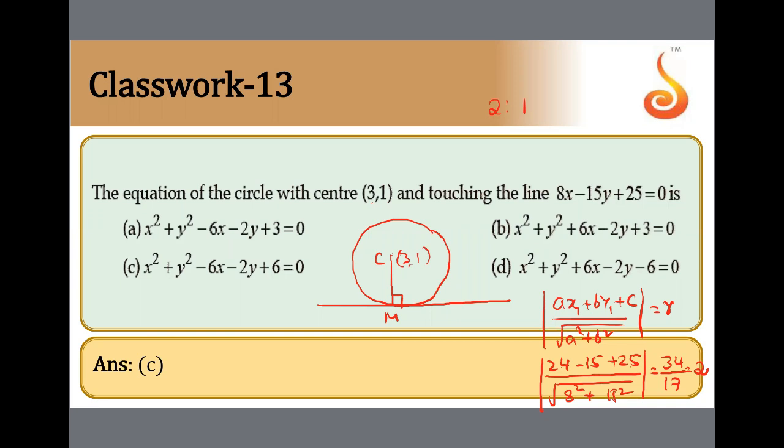You know the radius is equal to 2, and you know the center. The circle equation is (x minus 3) whole square plus (y minus 1) whole square equal to 2 square, that is 4. x square plus y square minus 6x minus 2y plus 10 equal to 4. So option C is correct: x square plus y square minus 6x minus 2y plus 6 equal to 0. Radius equal to 2, not 4.